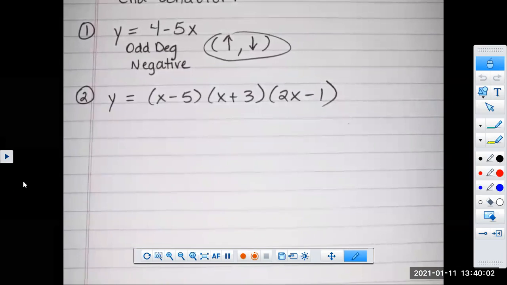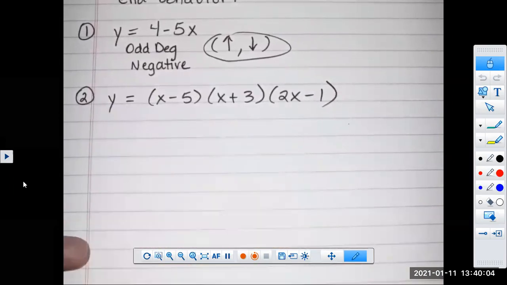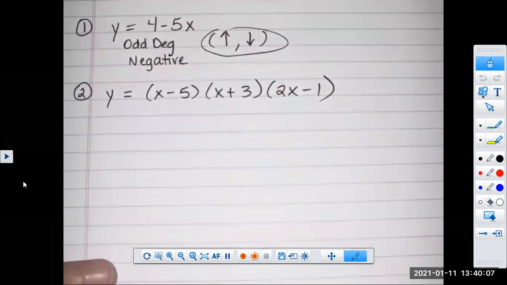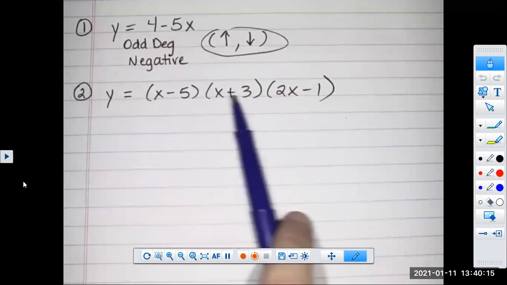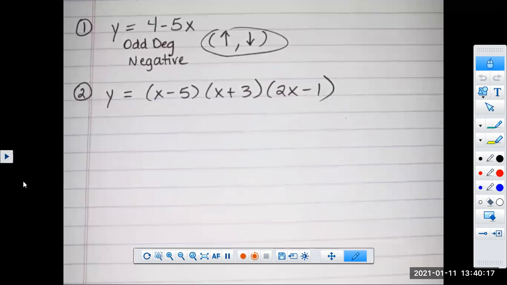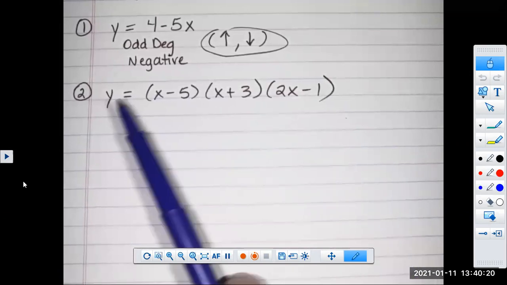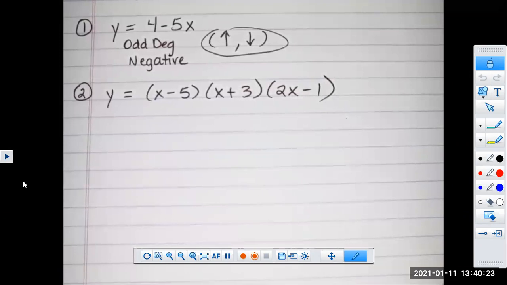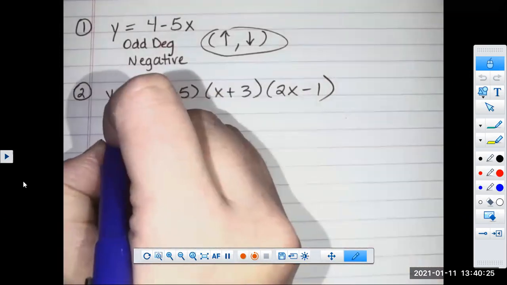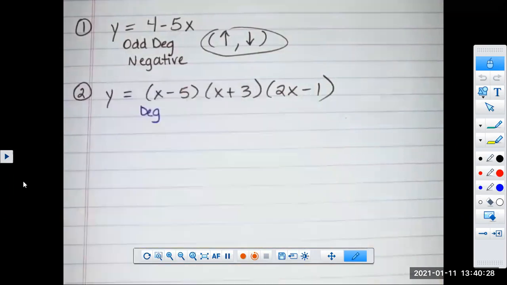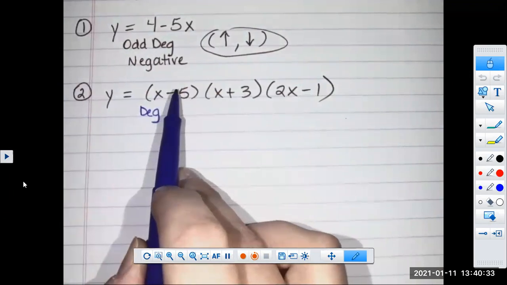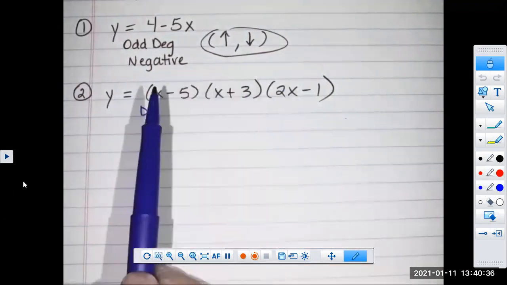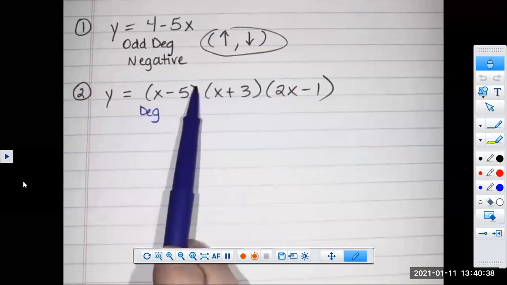Exactly. All right. In number 2, notice that this expression is in factored form, or non-multiplied, like it hasn't been multiplied out yet. You don't have to do that. That would be awful. How you can easily get your degree, if it's going to be odd or even, and get its sign, is you use the first term in each factor. For example, what is your degree of just this?